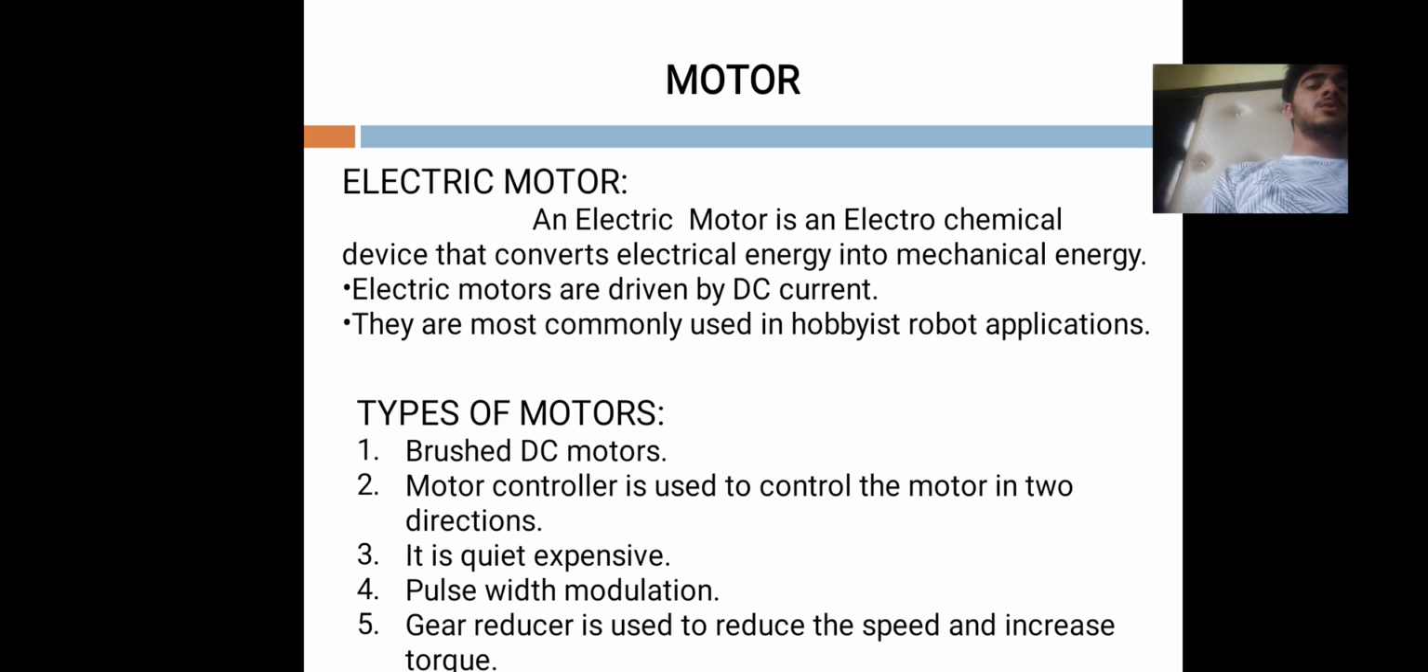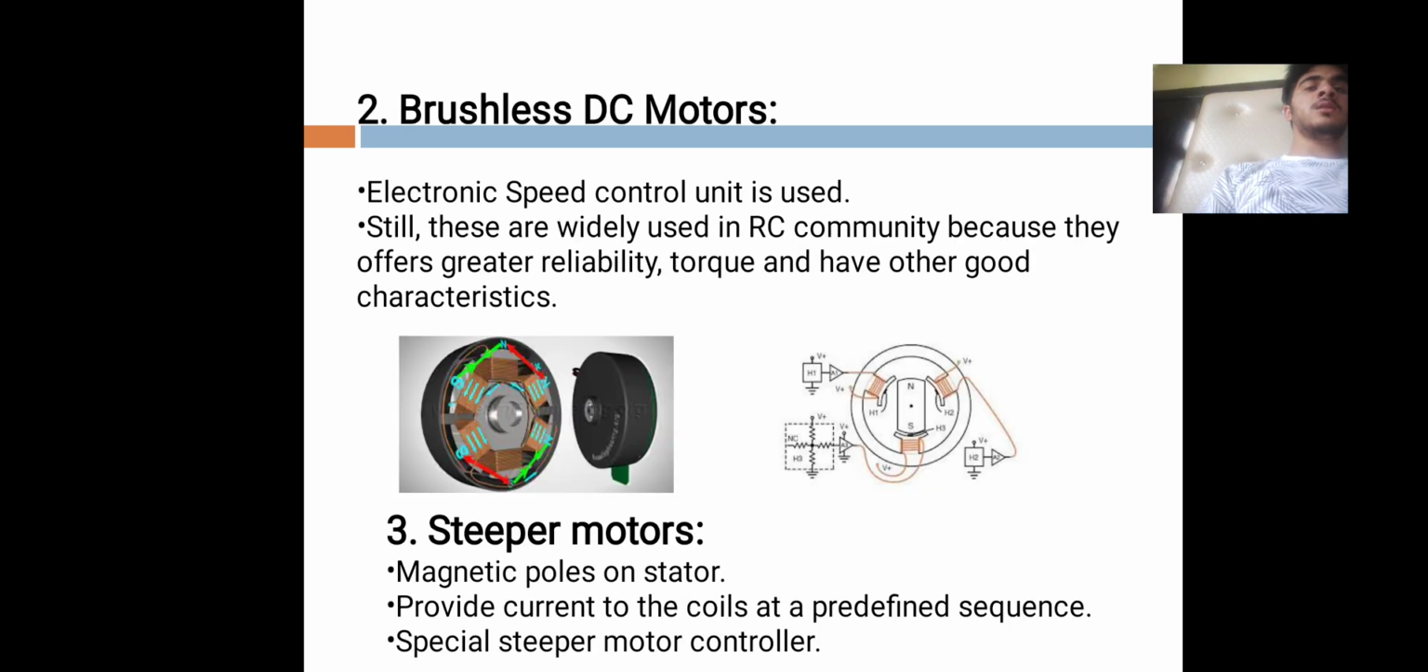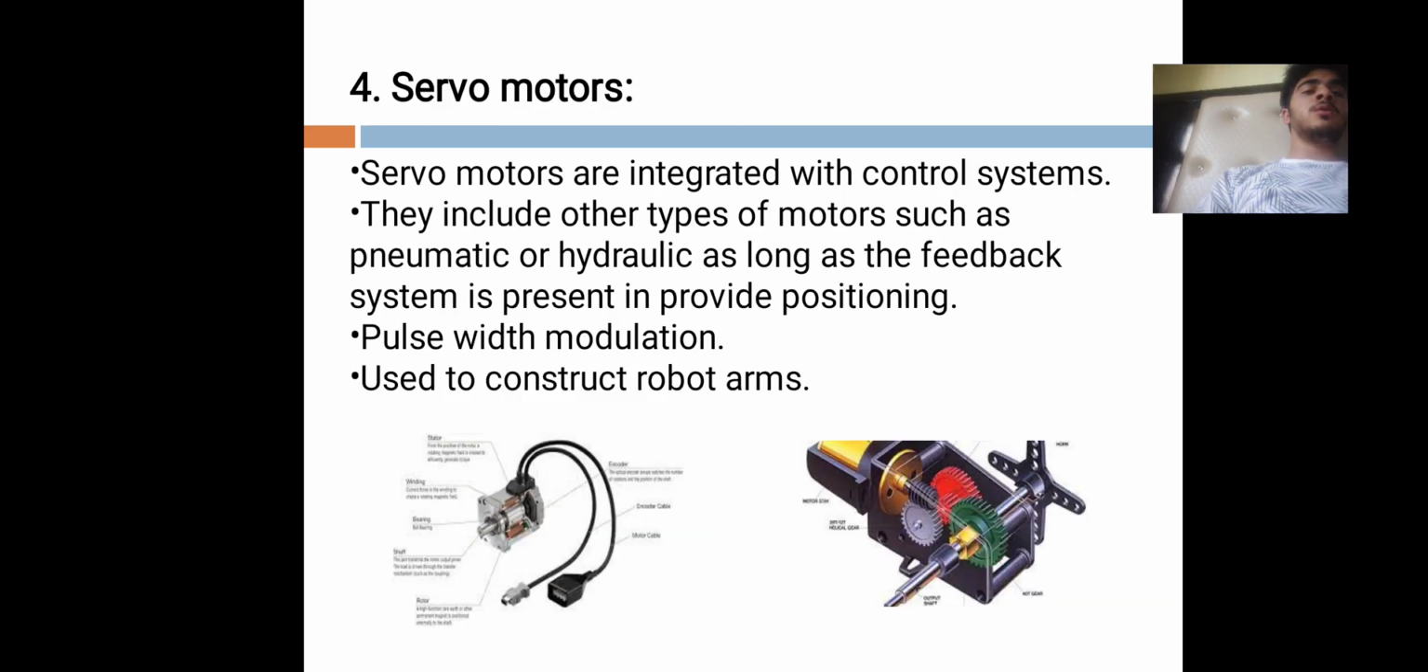A gear reducer is used to reduce the speed and increase torque. Brushless DC motors. An electronic speed control unit is used. Still, these are widely used in the RC community because they offer great reliability, torque, and have other good characteristics. Third, stepper motors. Magnetic poles on the stator provide current to the coils in a predefined sequence. A special stepper motor controller is used. Servo motors.